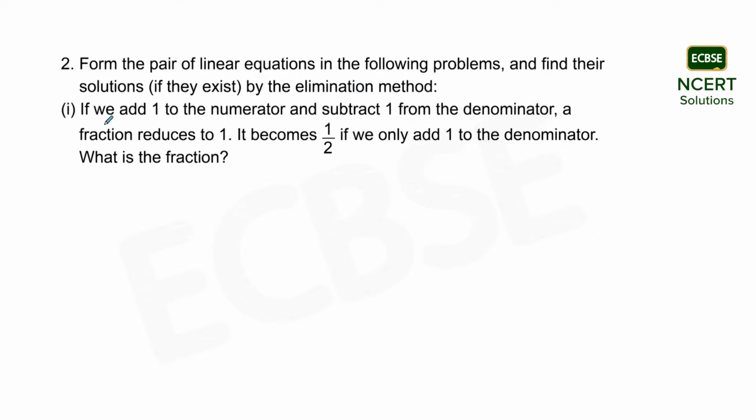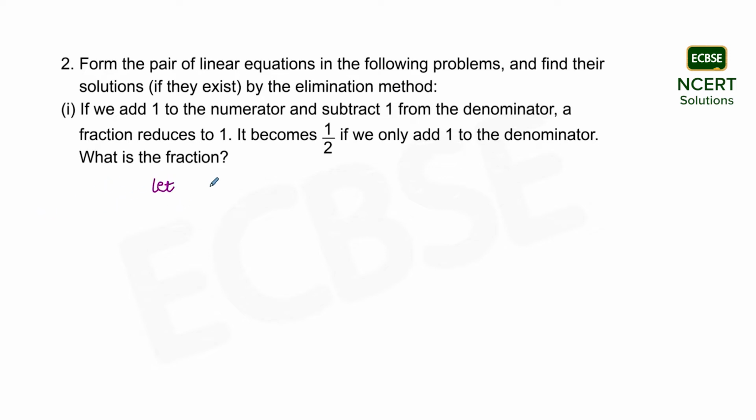The first problem is: if we add 1 to the numerator and subtract 1 from the denominator, a fraction reduces to 1. It becomes 1 by 2 if we only add 1 to the denominator. What is the fraction? So the first step is to form the pair of linear equations from the data provided in the problem, and then we need to see whether these equations are solvable. If solvable, then we need to solve them by using the elimination method.